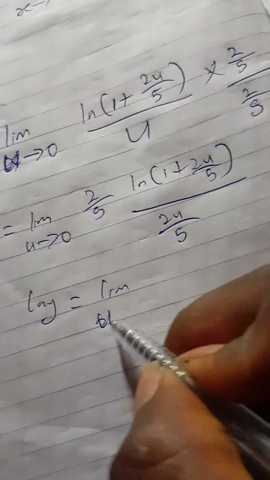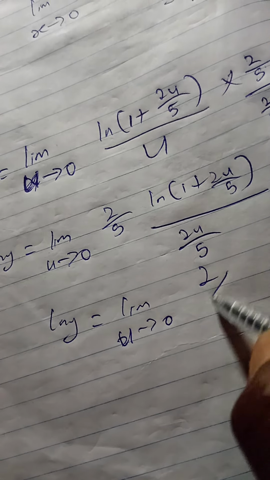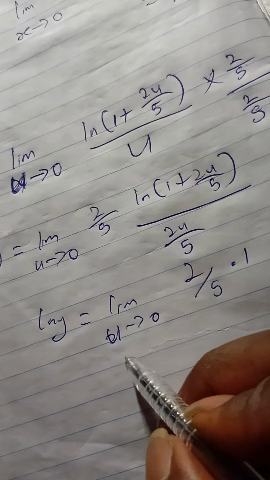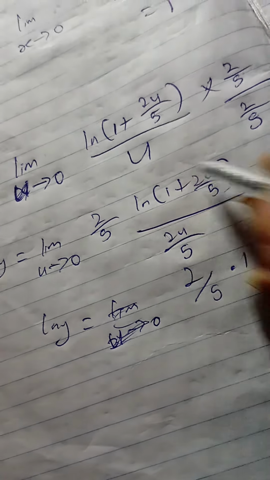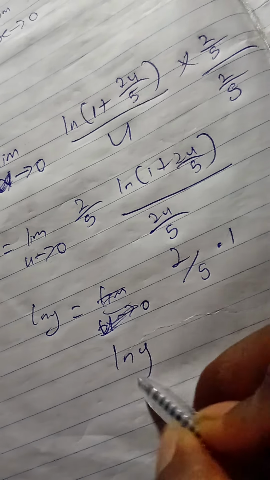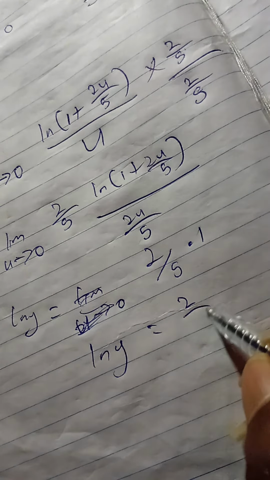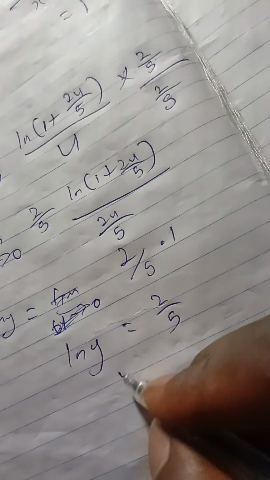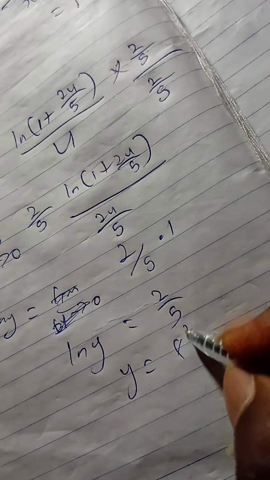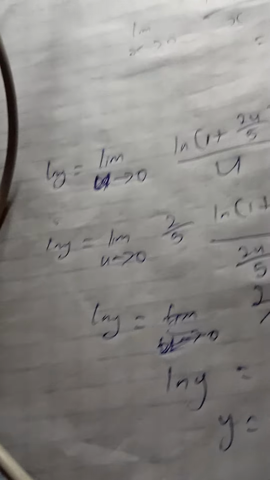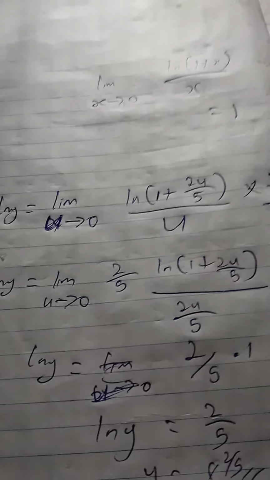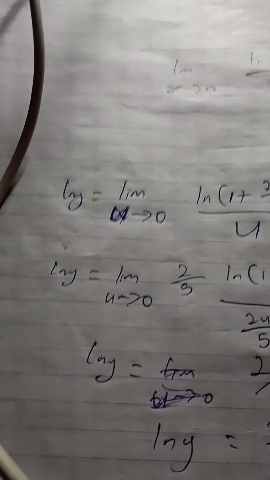So you can conclude that ln y equals limit as u tends to 0 of 2 over 5 times 1. We have already used our limit. We don't need to write it again. As u tends to 0, all these become 1. So we are not putting the limit again. Ln y equals 2 over 5 times 1, which is 2 over 5. So e raised to the power ln y equals y, which is e raised to the power 2 over 5. Using standard limits is very interesting. It's not just knowing when x tends to 0, but also when x tends to infinity, some standard limits will be very, very important.